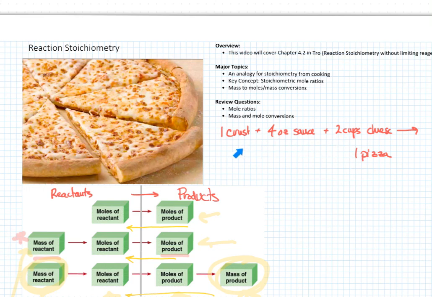If I have this situation, that's called a limiting reagent problem, and that's what the focus of the next video is going to be on. How do we deal with a situation where we don't have the exact correct amount of stuff to get my products?